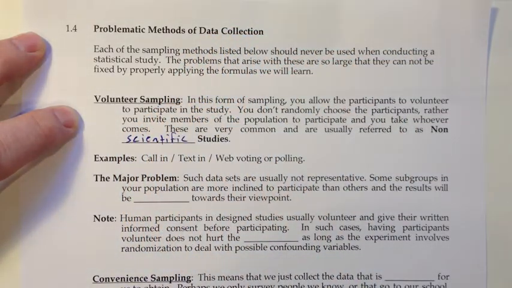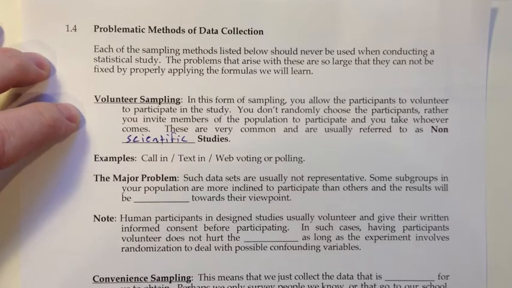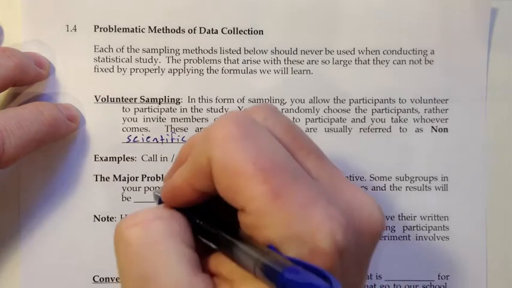So it's common to see these when you're listening to the radio, looking at a web page, watching a TV program, and they might ask you a poll question and invite you to call in or text in or go to the web and make your vote. And this would be an example of volunteer sampling. The major problem is that such data sets are usually not representative. Some subgroups in your population are more inclined to participate than others, and the results will be biased towards their viewpoint.